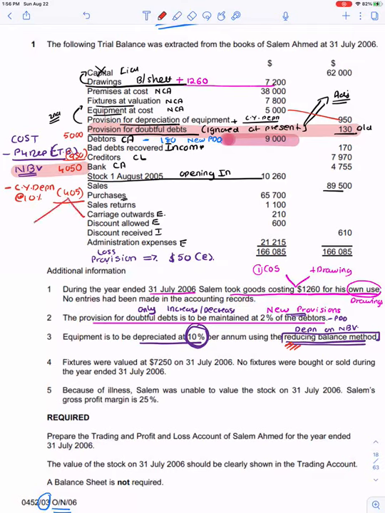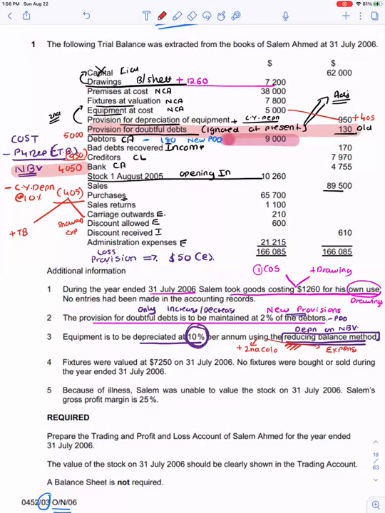Two effects of the current year depreciation. You will add 405 in the provision for depreciation in your trial balance, and the effect will go in the second column. Second effect is show as an expense.